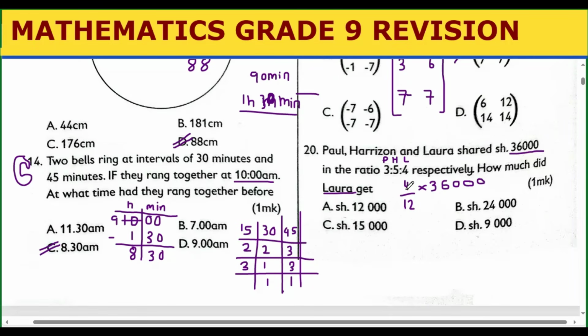36,000. So simplify. By 4, 1. By 4, 3. Let's simplify. By 3, 1. By 3, 1, 2. 12. Then you put 3 zeros. 1, 2, 3. Yeah, like that. So the answer is 12,000.